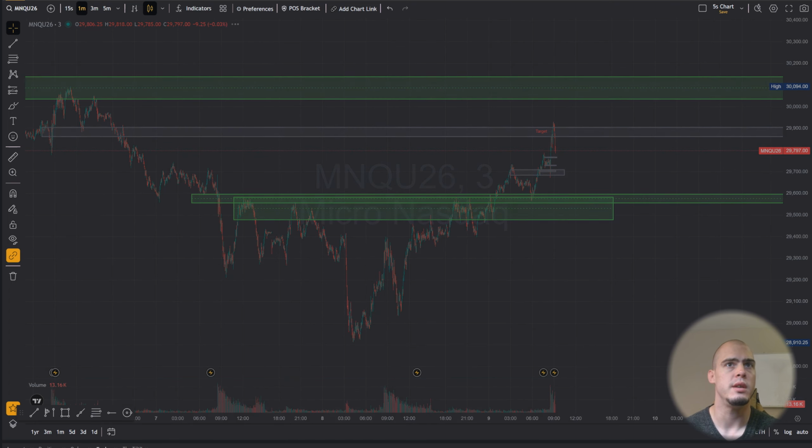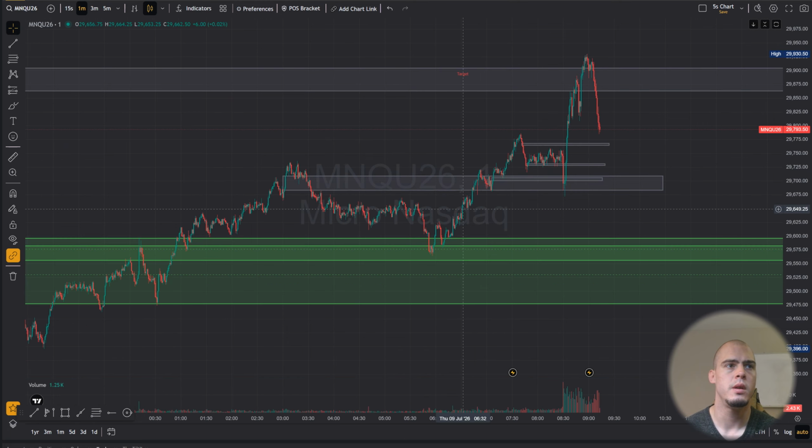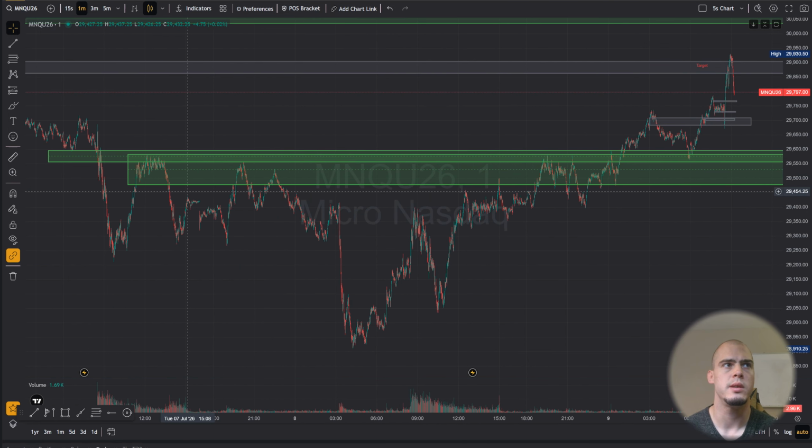So what do we have here? Down to a 1-minute chart. Overnight market. What happened? Why are there green boxes here? There are green boxes here because this is a second entry short right here, a top that should have held.